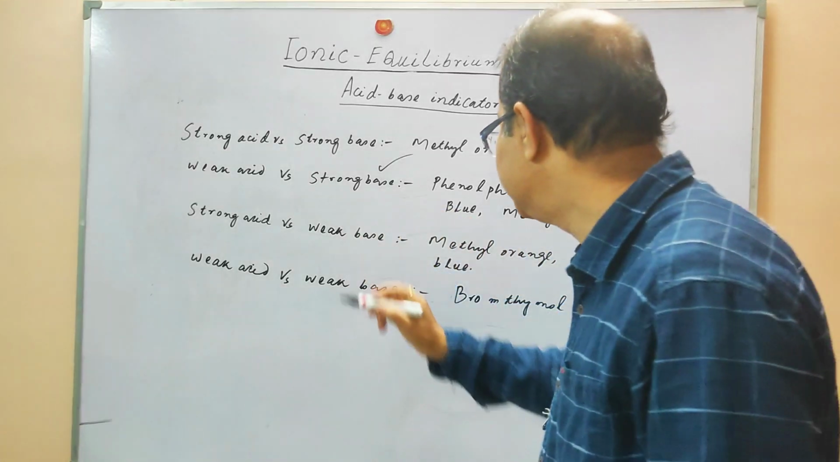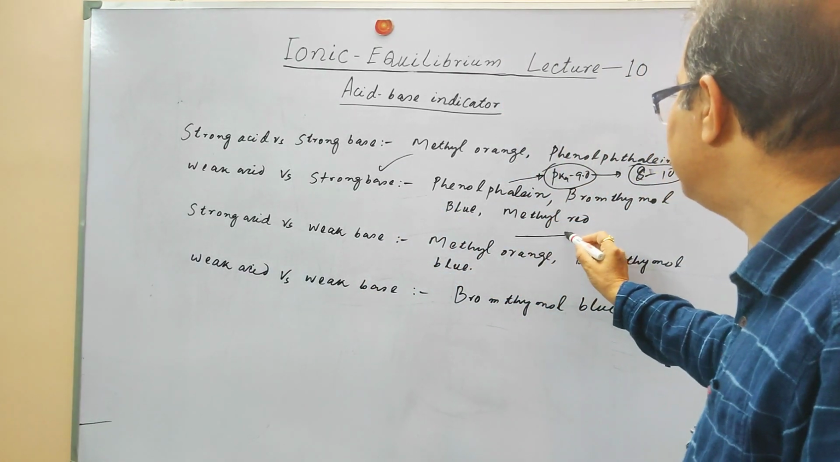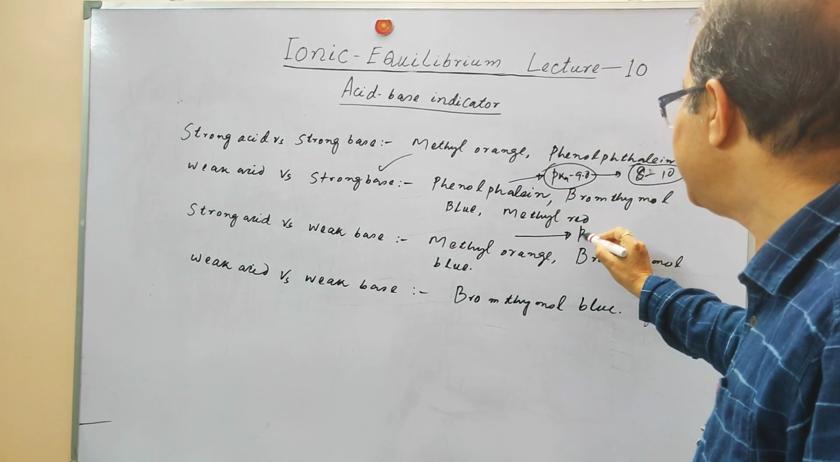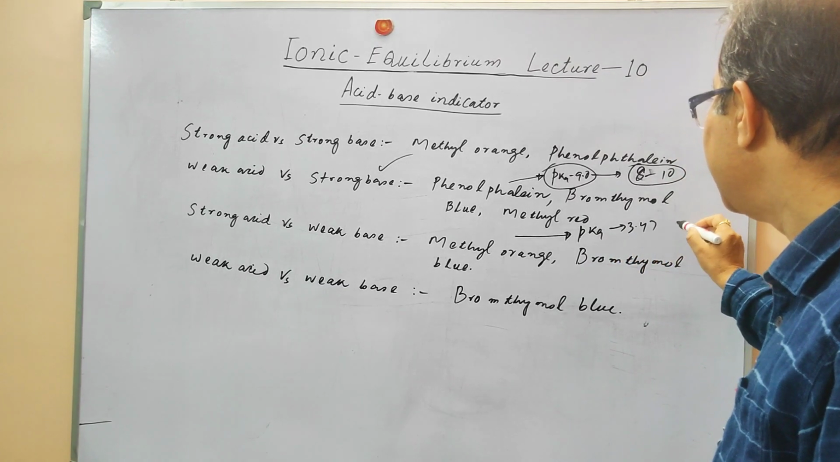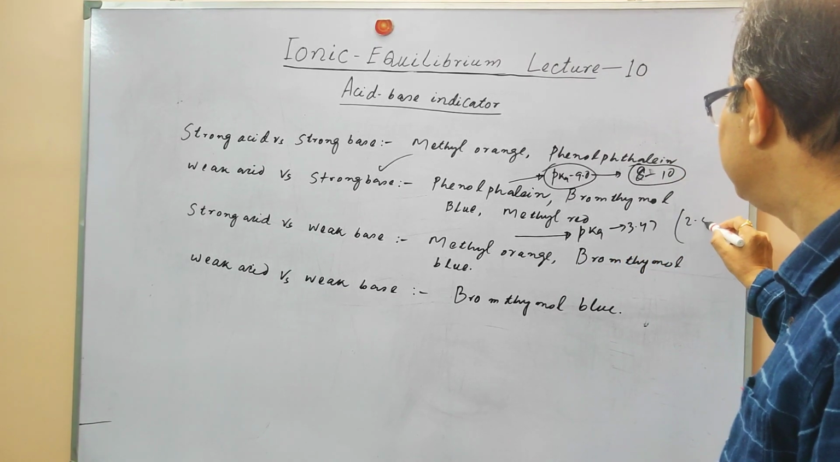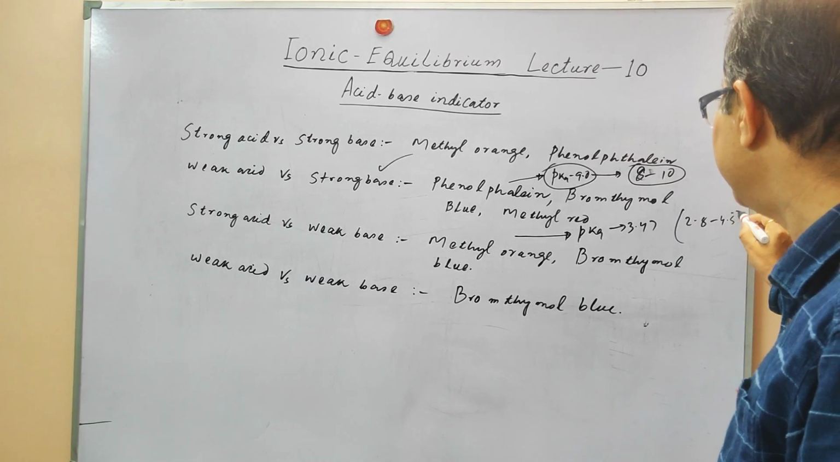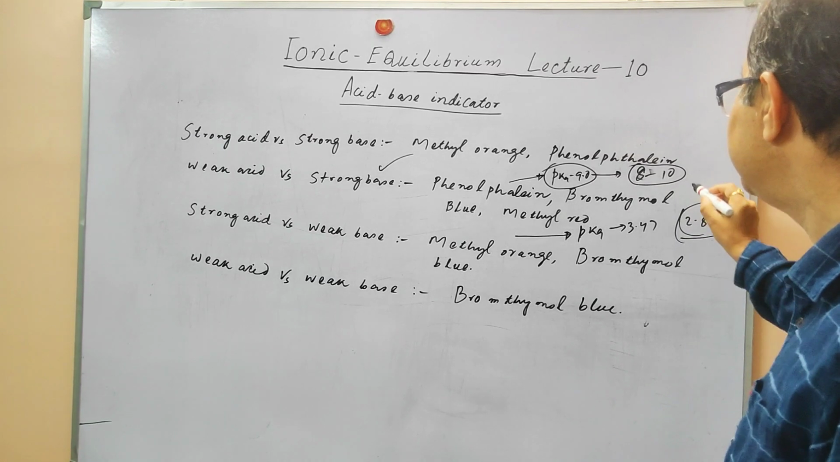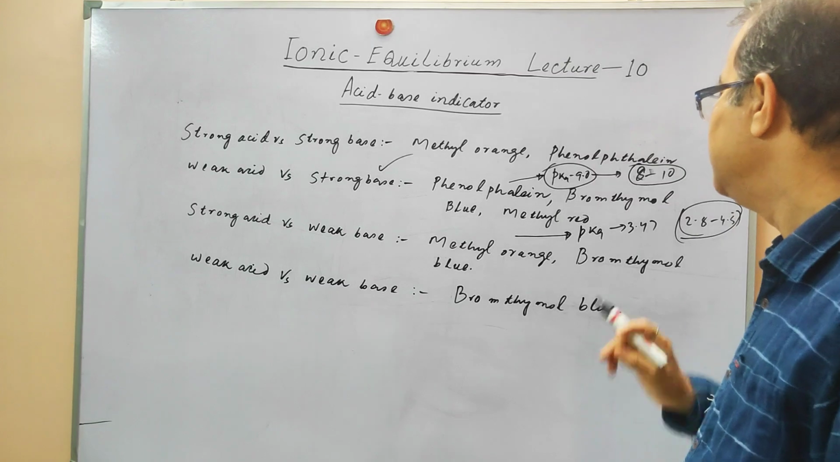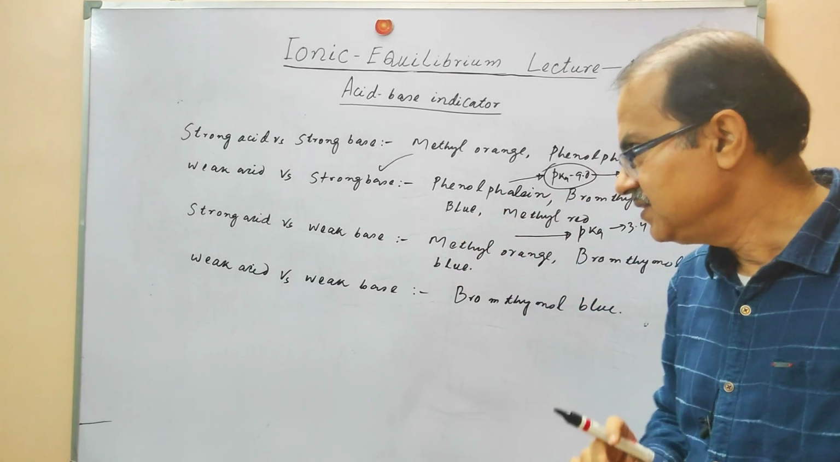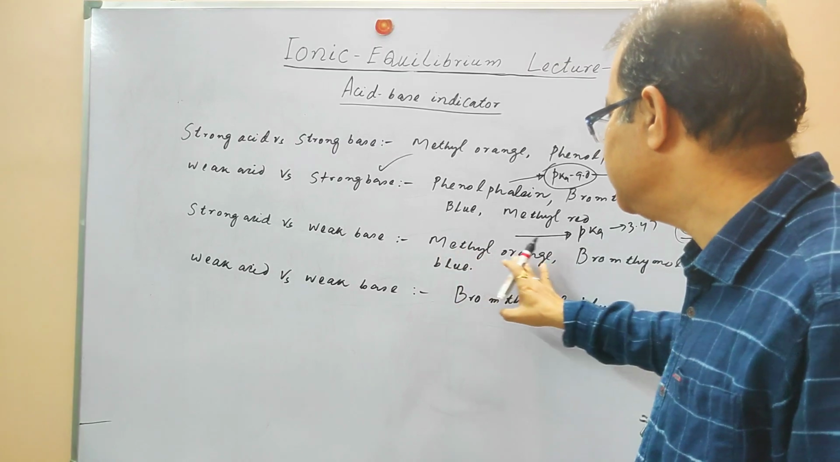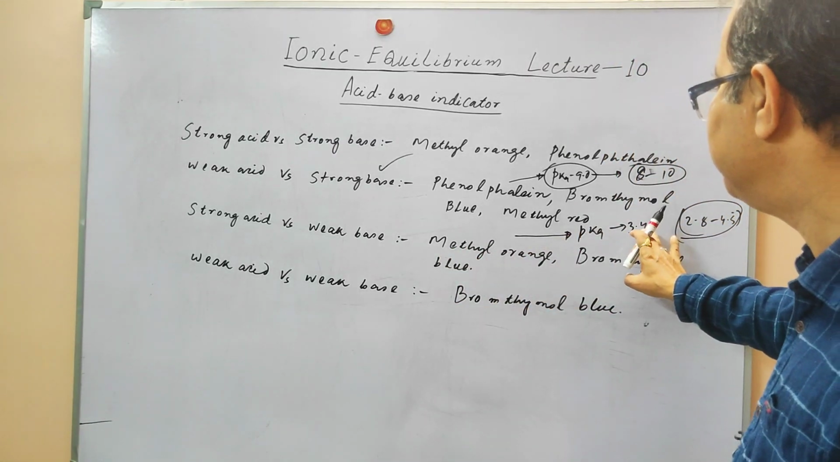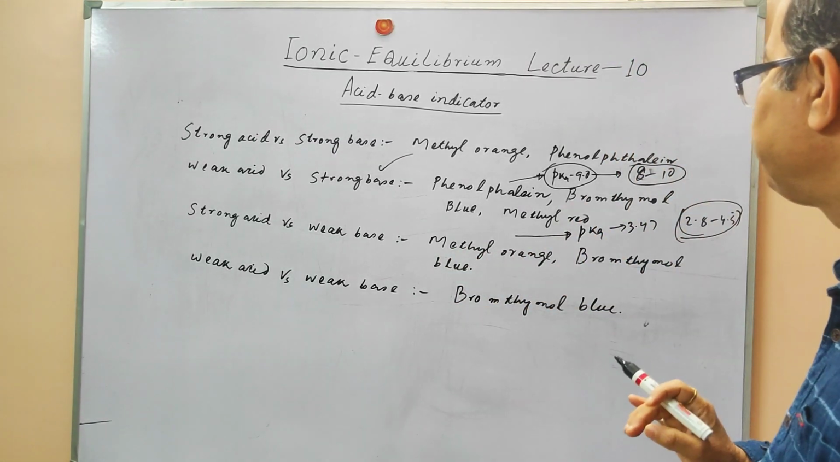For the strong acid and weak base, we will use methyl orange, because it has the pK value we have already discussed, that is 3.47, and its range is from 3.8 to 4.5 pH. So for that we will use methyl orange, because its pK value is this.